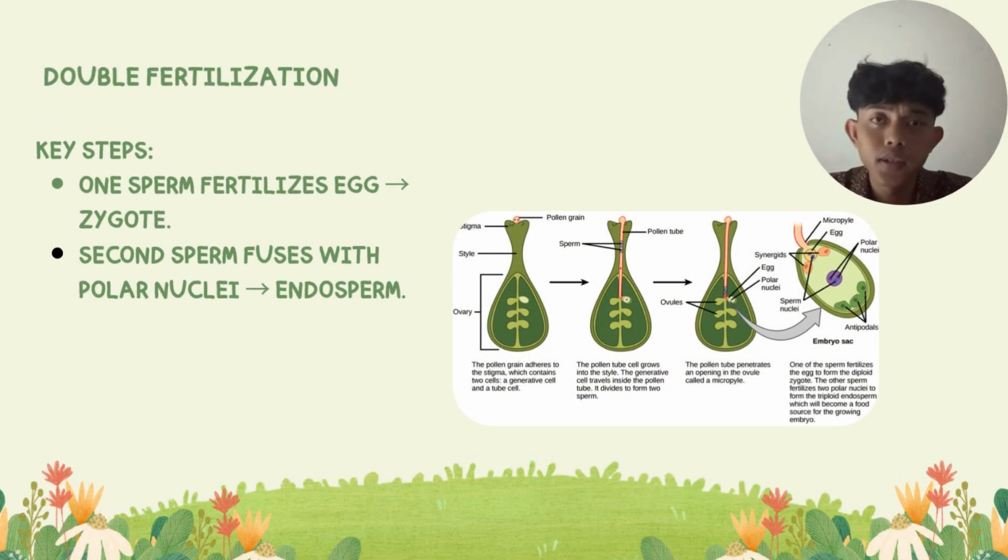Once pollen reaches the stigma, a pollen tube grows down into the ovule. The pollen grain contains two sperm cells. One sperm cell fertilizes the egg cell, forming a zygote which becomes the embryo. The second sperm cell fuses with two polar nuclei in the ovule to form the triploid endosperm. This process is called double fertilization and is unique to angiosperms. The endosperm provides food for the developing embryo inside the seed.